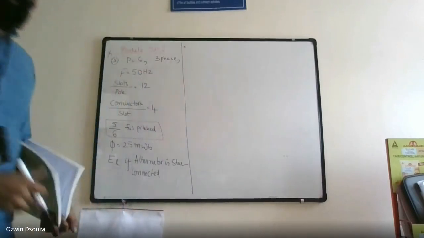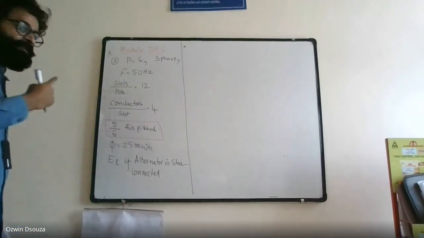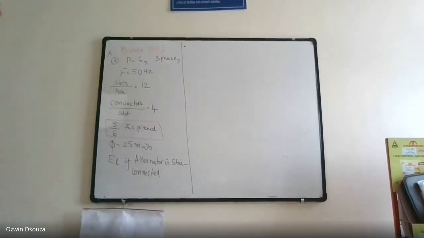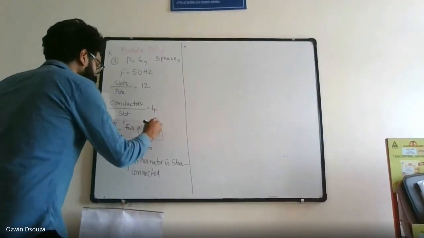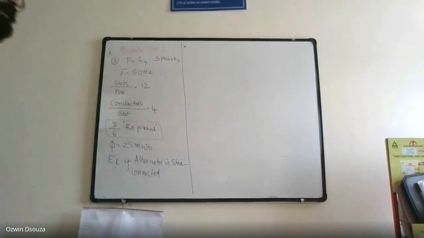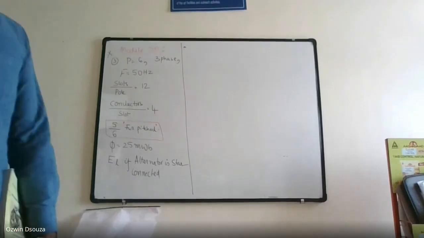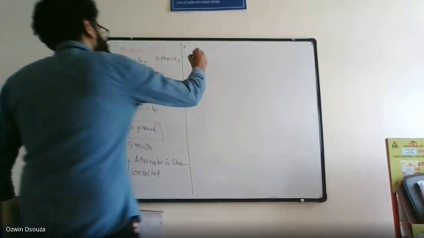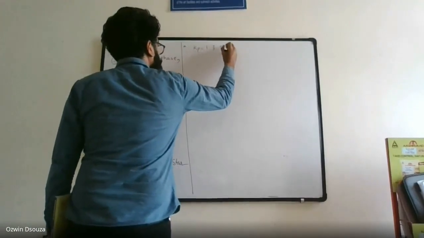Now, can we assume Kp as 1, just like in the previous problem? No, right? Because they have mentioned about the winding, and the winding is 5/6 full pitch. So 5/6 full pitch, in the sense, Kp is not unity. Okay, Kp is equal to 1 only for a full pitched winding.